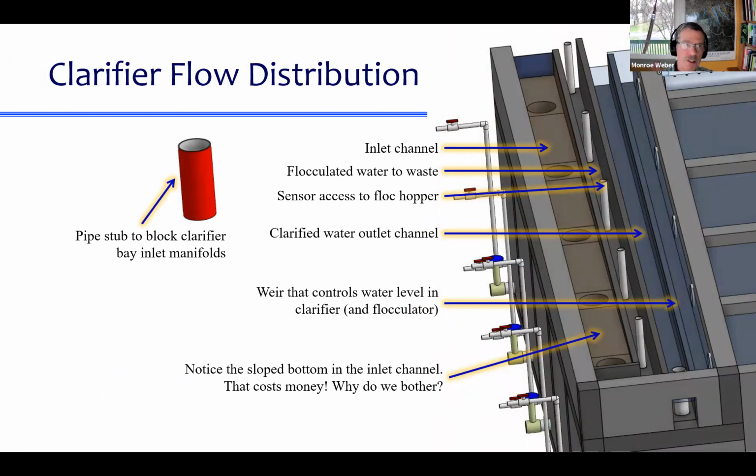It's just another view of the same thing, just to remind you, okay, we can draw this in Onshape, or we can take a picture of the real thing, and they look very, very different. And notice the sloped bottom in the inlet channel, and think about the fact that it costs us money to make that bottom of the channel be sloped. We have to use extra concrete. So that's another thing that we must be doing for a reason. Just to ponder, why do we care about that?